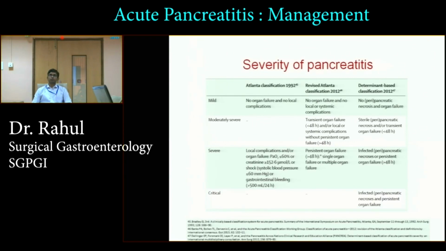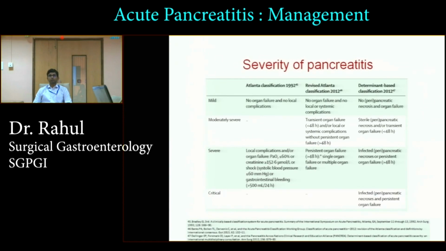Now, in the same year, the determinant-based classification came up, which was based on deciding what to offer to the patient. So it was more elaborate, and it considered four categories: mild, moderately severe, severe, and critical. Mild pancreatitis is the same: there is no pancreatic necrosis or organ failure. Moderately severe is considered as pancreatitis which leads to sterile peripancreatic necrosis or transient organ failure. It is similar to the revised Atlanta.